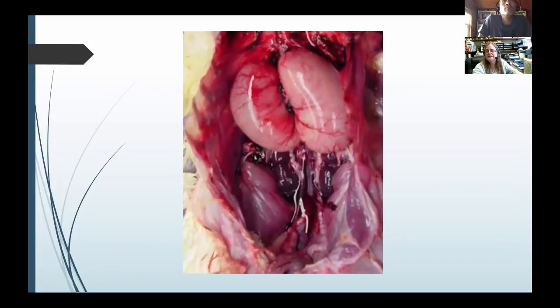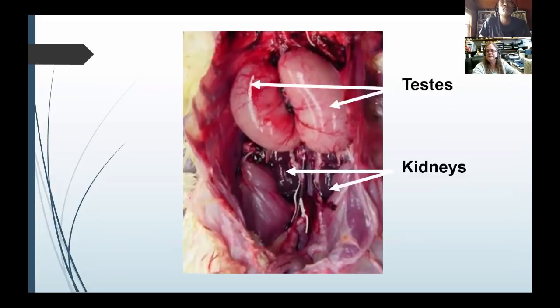The surgery involves coming in from each side of the back to remove the testes. It has to be done when the testes are small so that the kidneys are not damaged.